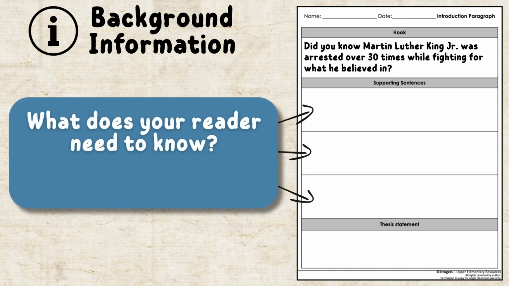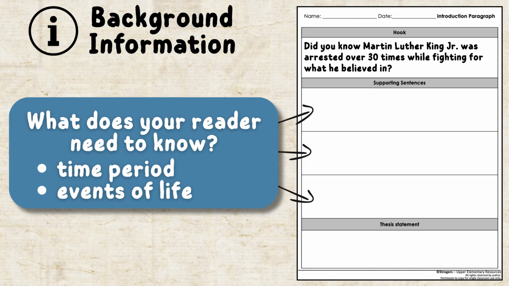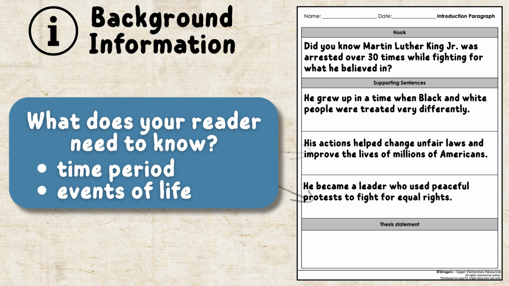Now we'll work to provide context about your person by adding about 3 sentences that give needed background information to your readers. These sentences will depend on the time period and/or the events of your person's life. Here's the background that I provided about Martin Luther King Jr. There's many things I could have said here, but I focused on what I believed the reader needed to know before reading my body paragraphs.